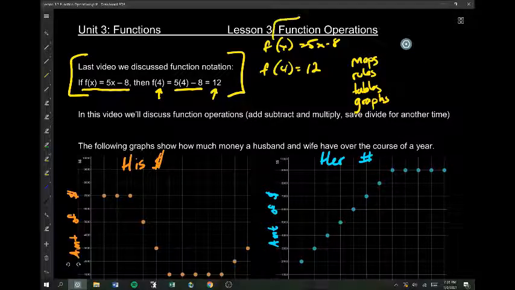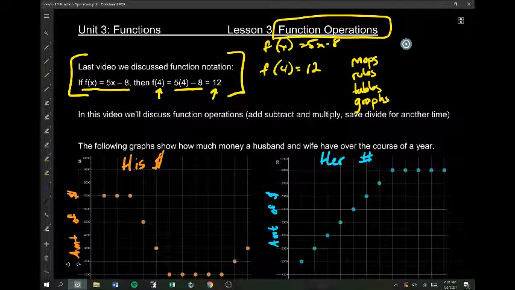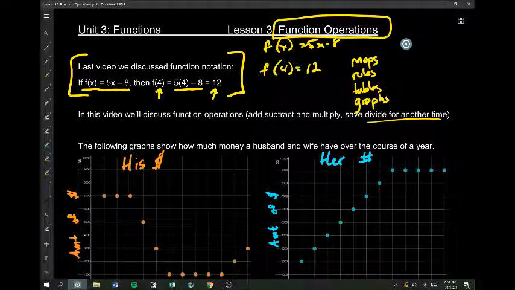Today we're going to do function operations. Operation just means add, subtract, and multiply. There's also divide, there's power, there's just things we do for calculations. Those are operations. There's other ones besides those main four. We're going to save division for another time. I think I talked about this before, but division is funny.